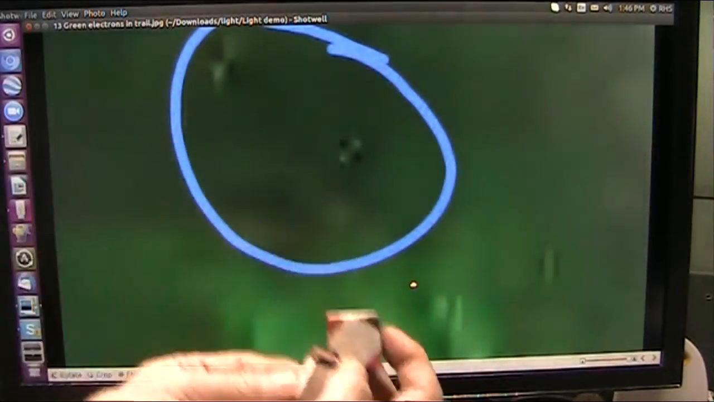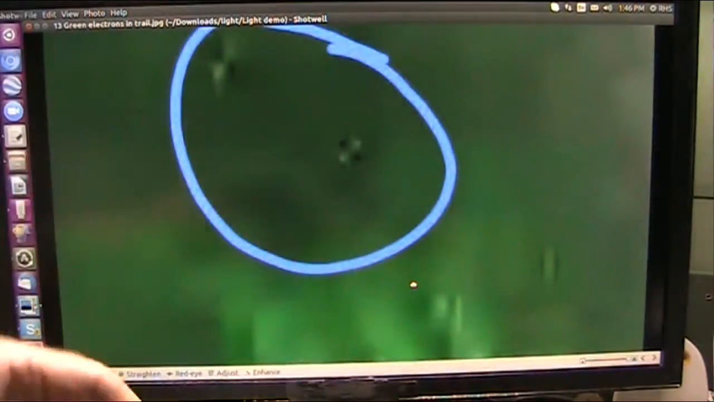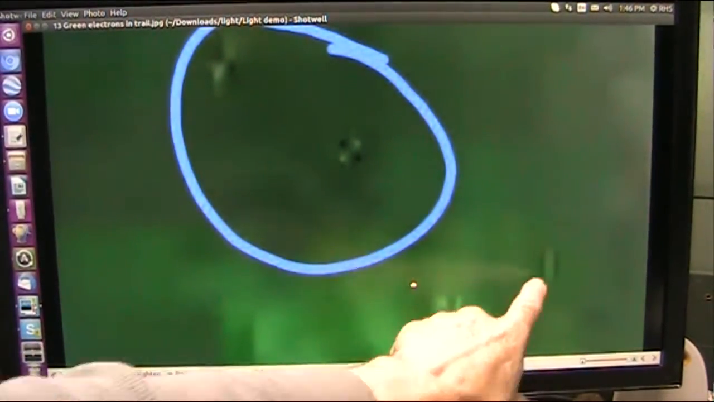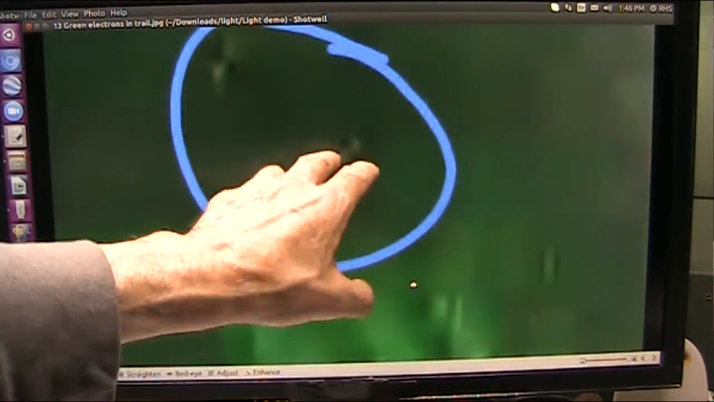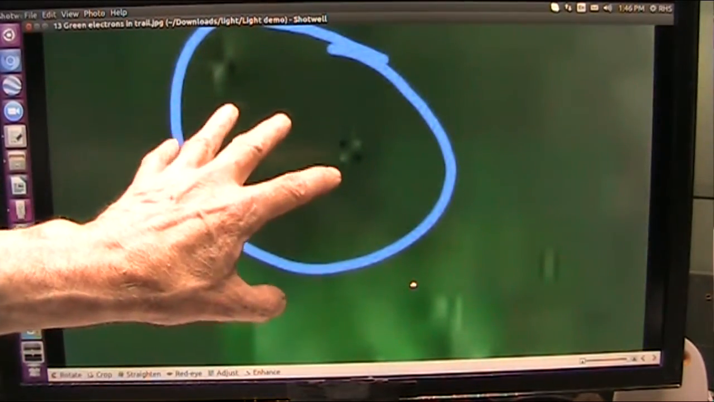These bounce off. Green, red, blue, whatever. And you see them here, like over here? They're the same particles. Rod Warren did these experiments.